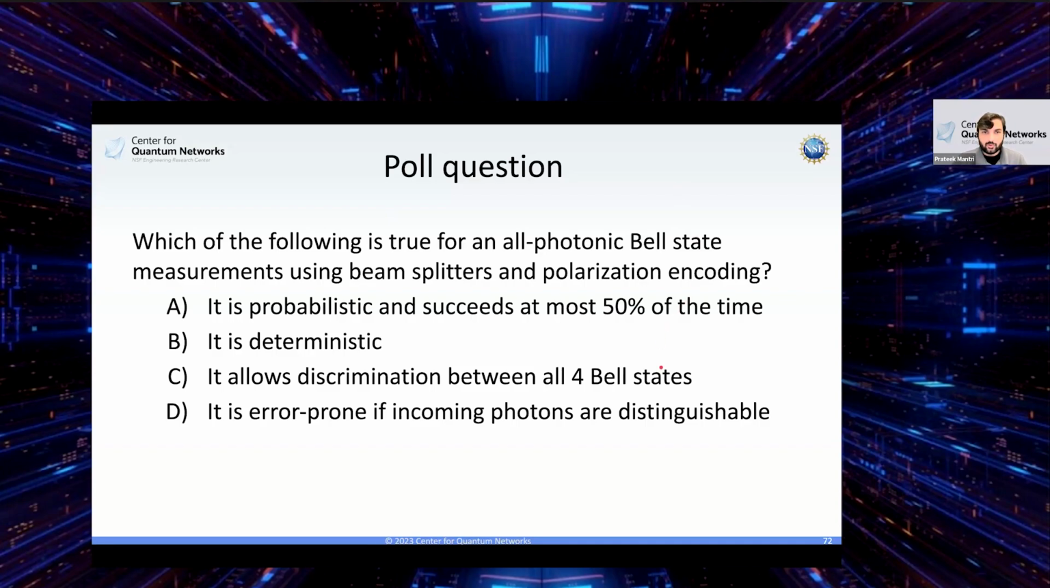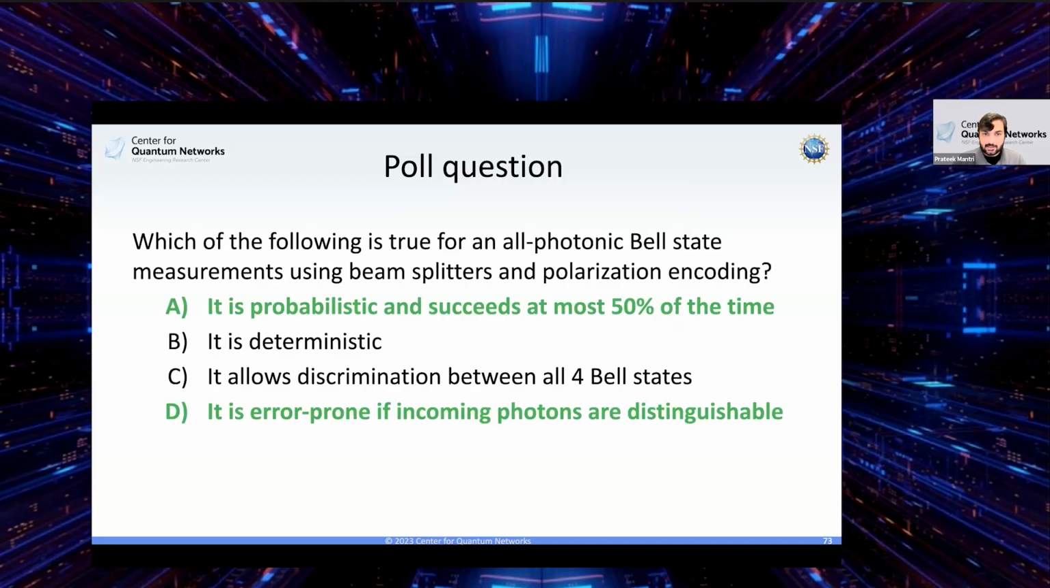So the majority of you said A, C, and D. Let's look at the answer. So it is A and D. So it is probabilistic. It succeeds at most 50% of the time. And D, it is error prone if incoming photons are distinguishable.